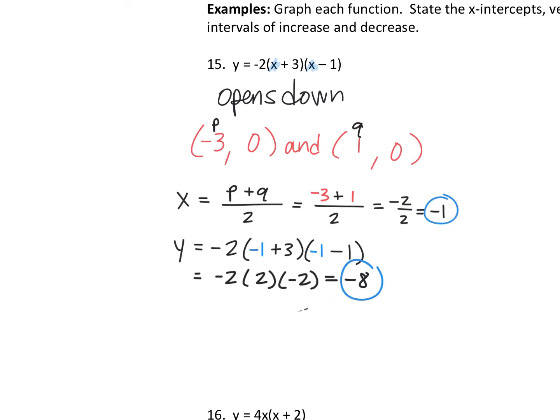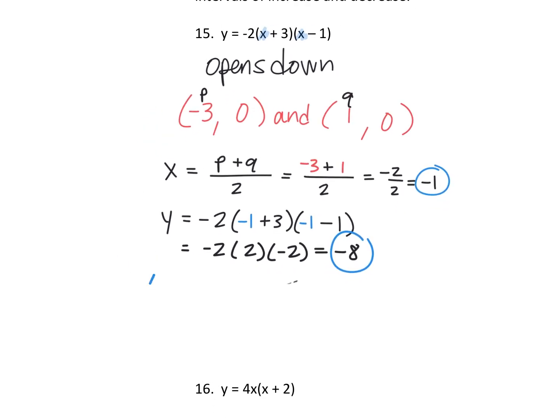So you've got a couple things here. Now you know that the axis of symmetry is x equals negative 1. And your vertex is negative 1... wait, I said negative 8. It's supposed to be positive 8, right? Sorry. So if you want to just change it to a plus sign, that would work too. Positive 8. My fault. Yeah, negative times a negative.